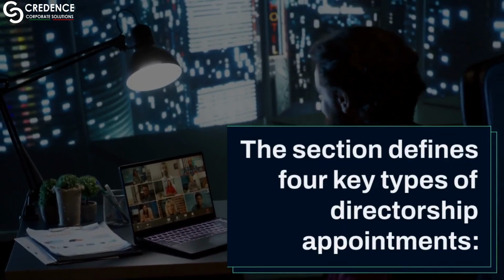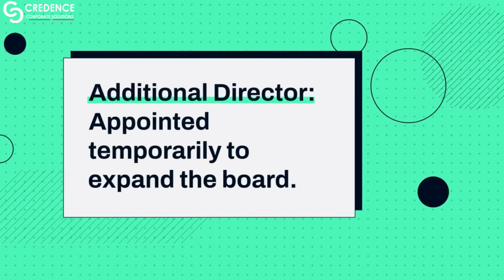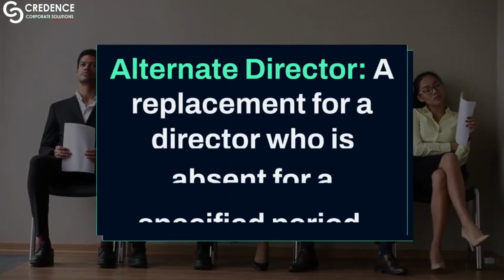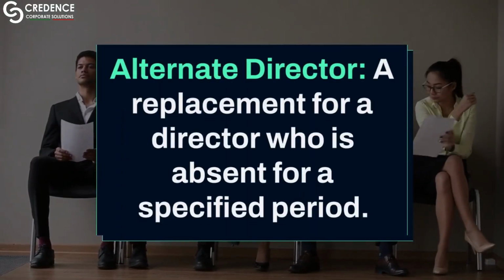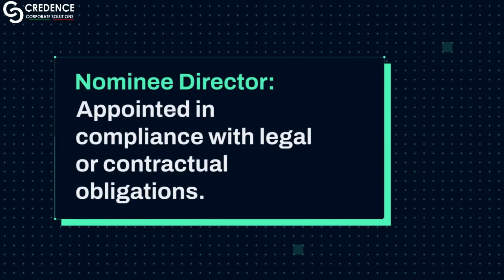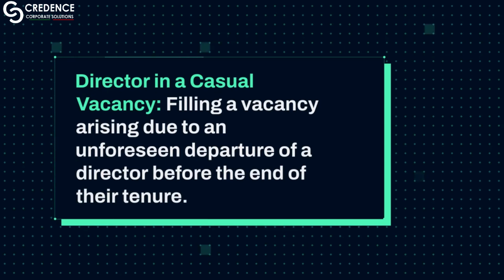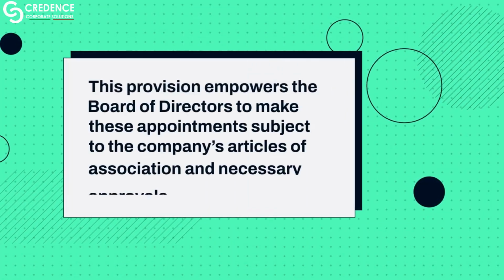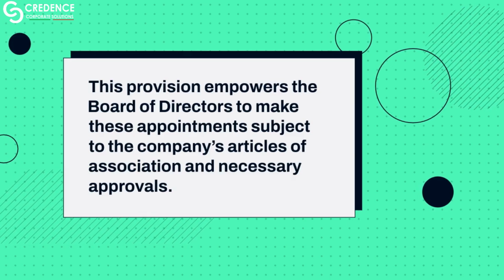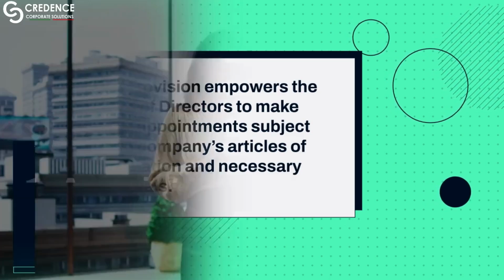The section defines 4 key types of directorship appointments. Additional Director, appointed temporarily to expand the board. Alternate Director, a replacement for a director who is absent for a specified period. Nominee Director, appointed in compliance with legal or contractual obligations. Director in a casual vacancy, filling a vacancy arising due to an unforeseen departure of a director before the end of their tenure. This provision empowers the Board of Directors to make these appointments subject to the company's Articles of Association and necessary approvals.